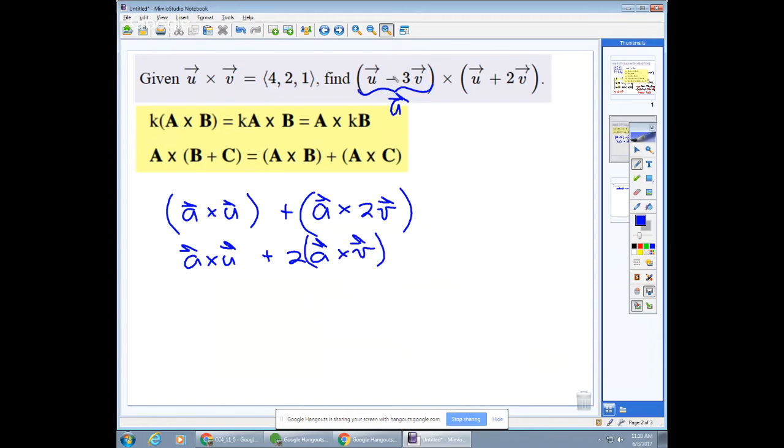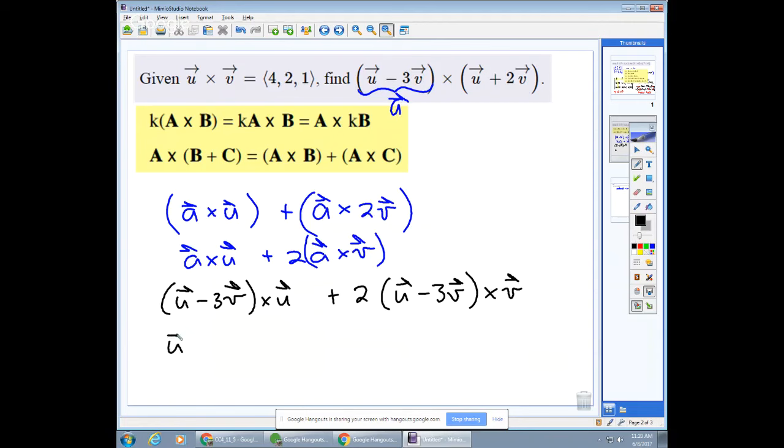Now A is really that difference up there. So rewriting that, let's see if that helps. I have U minus 3V crossed with U. Let's make a little more room for that. And then over here, we'll have plus 2 times U minus 3V crossed with V, which we can then bring together.